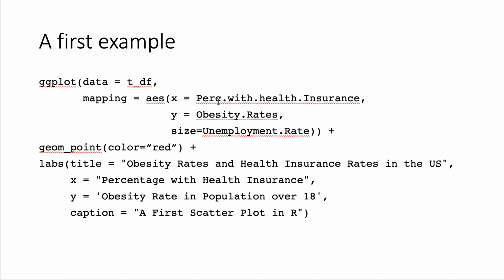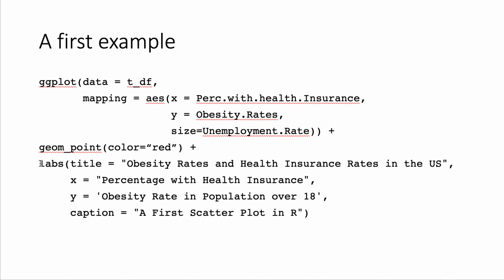Using similar data that we've looked at before, I've called ggplot with data being tdf, the mapping being aes, and the x-axis is going to be the percentage of people with health insurance, y the obesity rate, and size is going to be the unemployment rate. Then I'm going to call the ggplot function geom_point and set the color to red. So this is going to create a scatter plot, and the bubbles in that plot are going to be red.